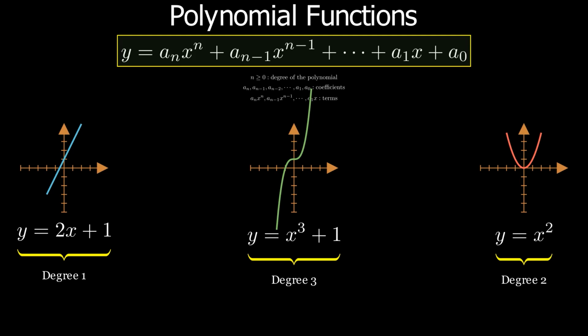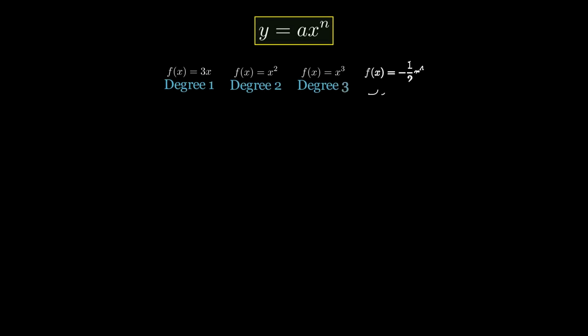Next, let's discuss some important properties of polynomial functions. When the number of terms in a polynomial function is limited to just 1, the function is called a power function. Here are a few examples of power functions. Notice that the degree of the function is equal to the power of x. If the degree of a power function is even, the function will have a shape similar to this.